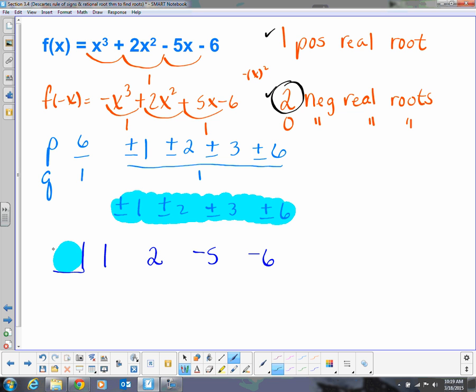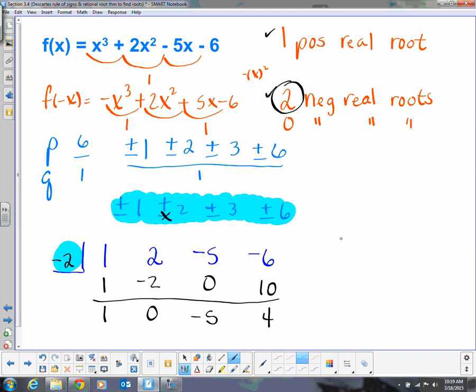So Mike said negative 2. Did you check it already? No. So we're going to bring down our 1. We get negative 2. What does this give us? 0. Negative 2 times 0 is 0. Negative 2 times negative 5 is 10. I have a remainder of 4. What have I learned? Negative 2 does not work.